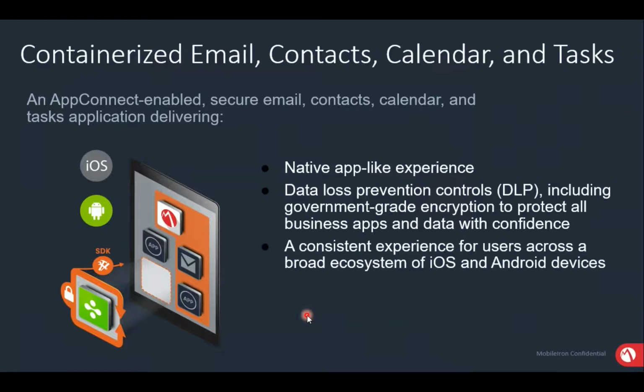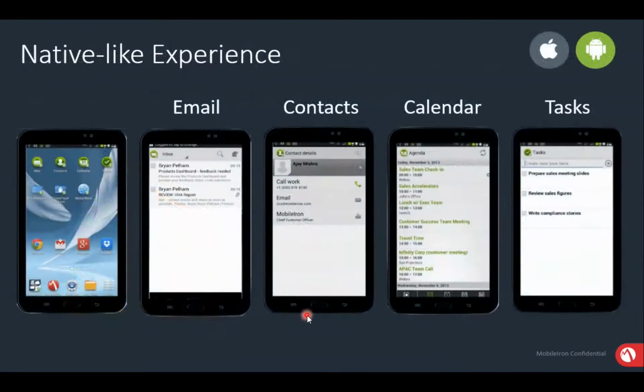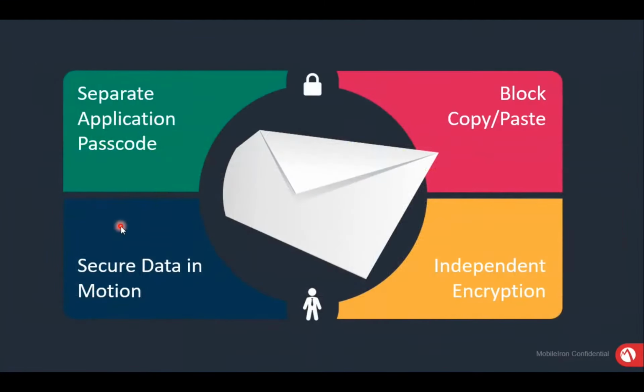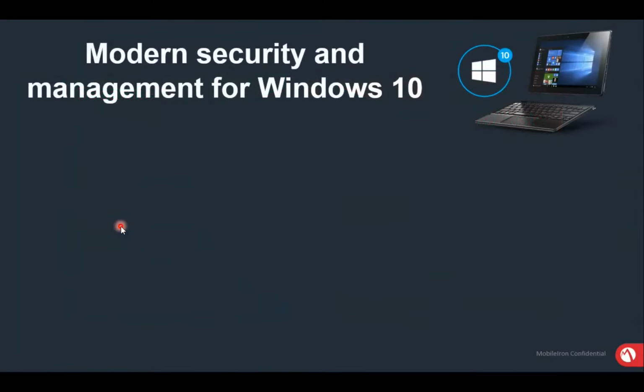And this is the Email+. Like I mentioned, this is again an AppConnect app, so it will have a native app-like experience, and you will have DLP features like I mentioned in my previous apps. So this is how it looks on the Android. I'll show you a short demo on this. Similar to any AppConnect app, you have independent encryption, blocked copy-paste, separate application passcode, and you have secure data in motion.